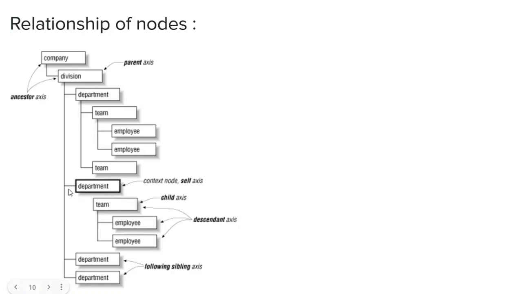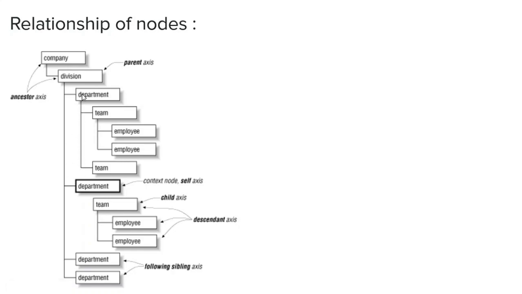And similarly, if you see this department and this department, these two nodes have the same parent and come after this department node. We have also seen this, right? Elements or nodes which come after the context node and have the same parent are basically following sibling nodes. These are following siblings because they are on the same level, children of the same parent, and they come after the context node. That's why these two nodes are following sibling axis nodes.